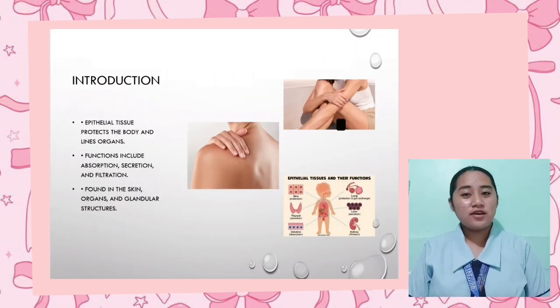Before we start, think about your skin. It covers and protects your whole body, right? That's one of the best examples of epithelial tissue. But what's amazing is that epithelial tissue doesn't just form the outer layer of our body. It also lines our internal organs and even forms glands. So basically, epithelial tissue acts like a protective barrier. But that's not all. It also helps in absorption, secretion, and filtration, which means it plays a big role in how our body functions every single day.